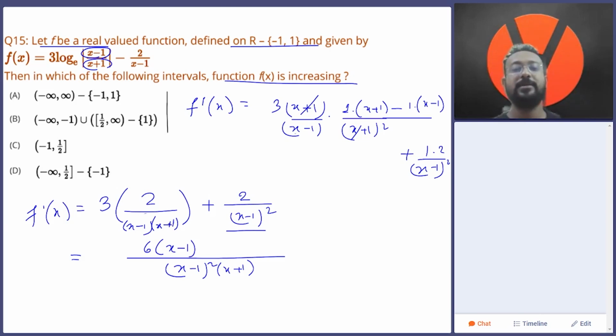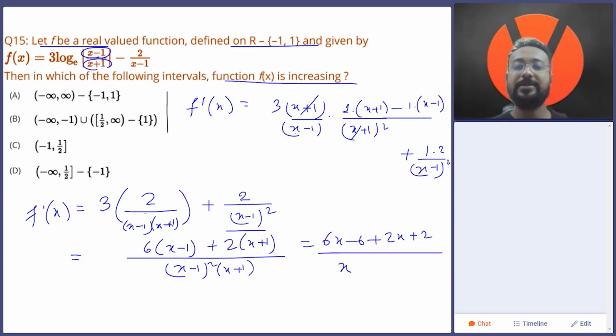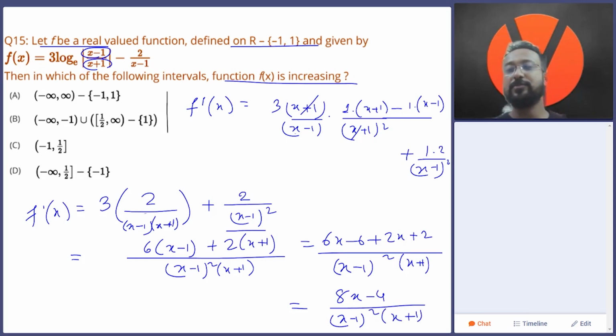Okay. Yes. 6 times (x plus 1) plus twice of (x plus 1). So I think 6x minus 6 plus 2x plus 2, whole divided by (x minus 1) whole square into (x plus 1). Okay, so now what? 6x plus 2x is 8x minus 4, divided by (x minus 1) whole square into (x plus 1). So I think it is coming out to be how much?